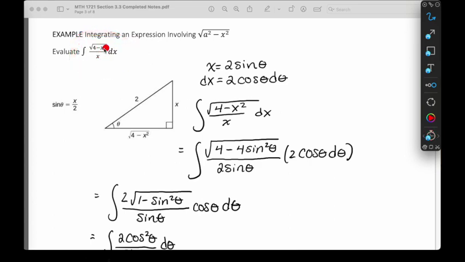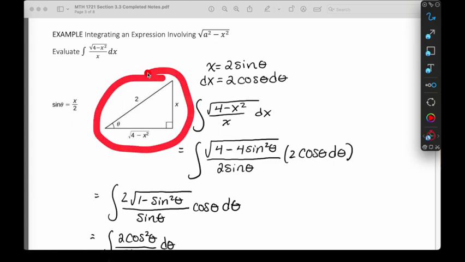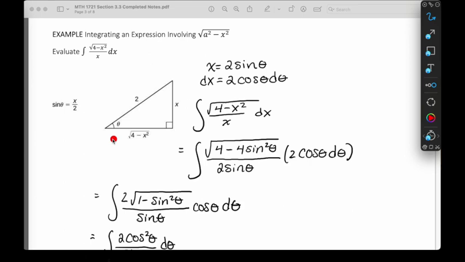Here's what we want to integrate. We have the square root of 4 minus x squared, all divided by x. So our a is going to be 2 in this case. 2 squared is 4. So here's how we're going to set up our triangle. Our adjacent leg is going to be the square root of 4 minus x squared. Our opposite leg is going to be x, and our hypotenuse is 2. So we're going to get the sine is x over 2. So when I solve for x to make my substitution, I get x is 2 sine theta, which means dx is 2 cosine theta d theta.